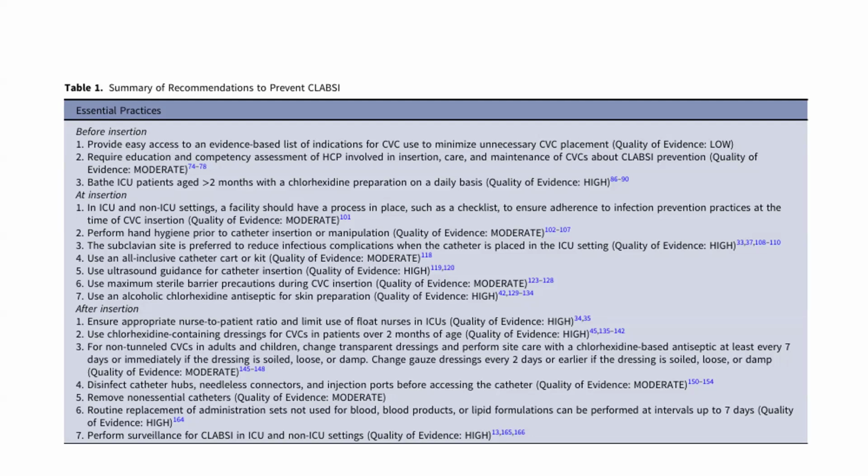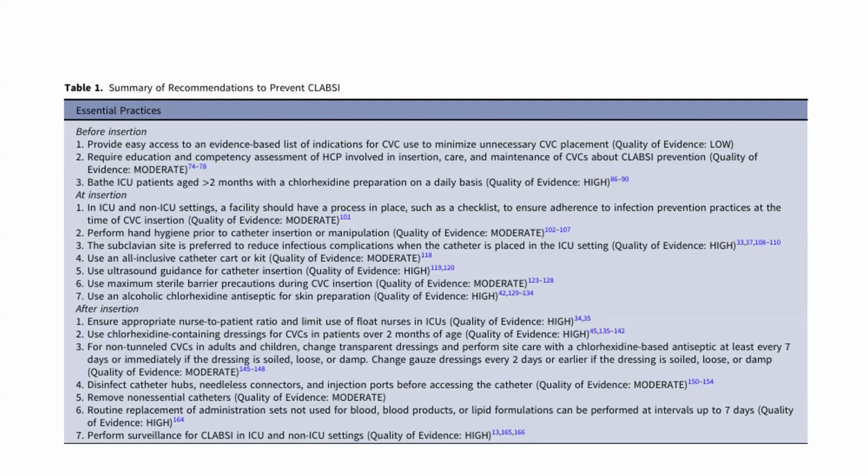For non-tunneled CVC in adults and children, change the transparent dressing and perform site care with chlorhexidine-based antiseptic at least every 7 days, or immediately if the dressing is soiled, loose, or damp. Change the gauze dressing every 2 days or earlier if the dressing is soiled, loose, or damp. Disinfect catheter hubs, needleless connectors, and injection ports before accessing the catheter.